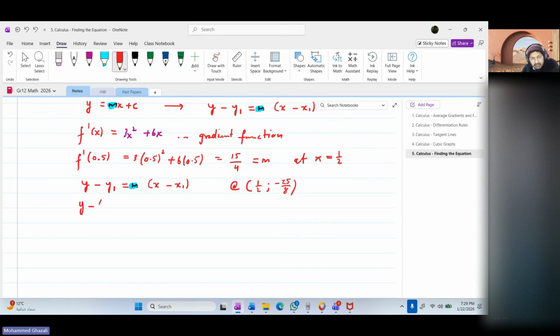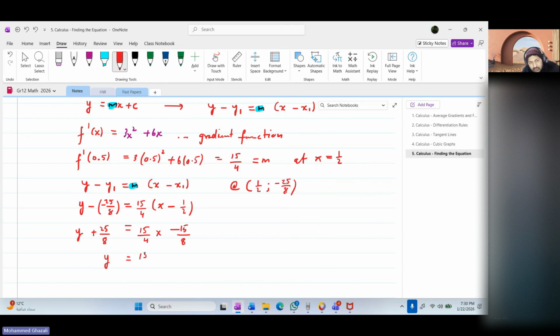So y minus minus 25 over 8 is equal to m into x minus, no, m is not half. M is 15 over 4. M is 15 over 4 into x minus a half. It's just dealing with fractions. So y plus 25 over 8 equals 15 over 4 x, because 15 over 4 times negative half is negative 15 over 8. You can multiply this out. Now we need to take the 25 over 8 over.